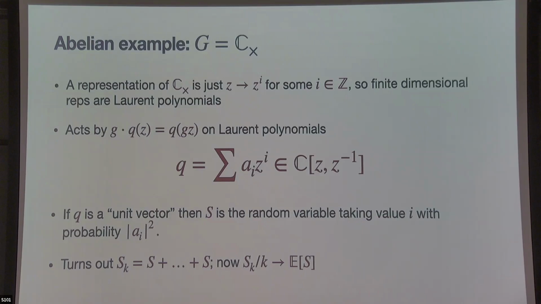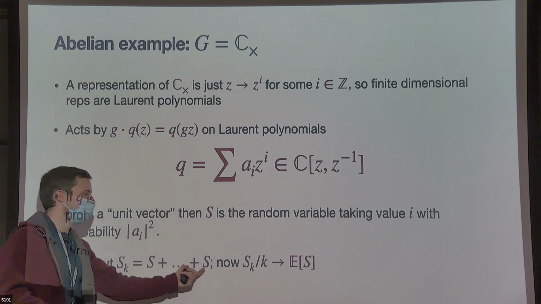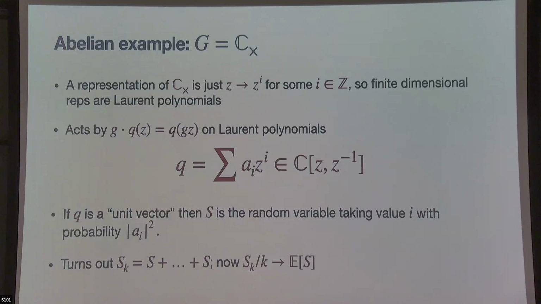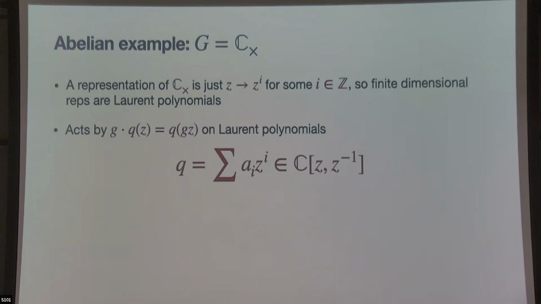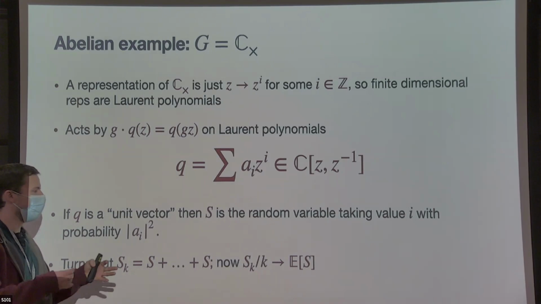So I sort of think of the multivariate version as being like a non-commutative version of just taking independent sums of random variables. Higher dimensional is just polynomials with more variables. This whole thing works for multivariate polynomials too, and you get the same thing. But for G non-commutative, it's not clear what it means to take independent sums of S.